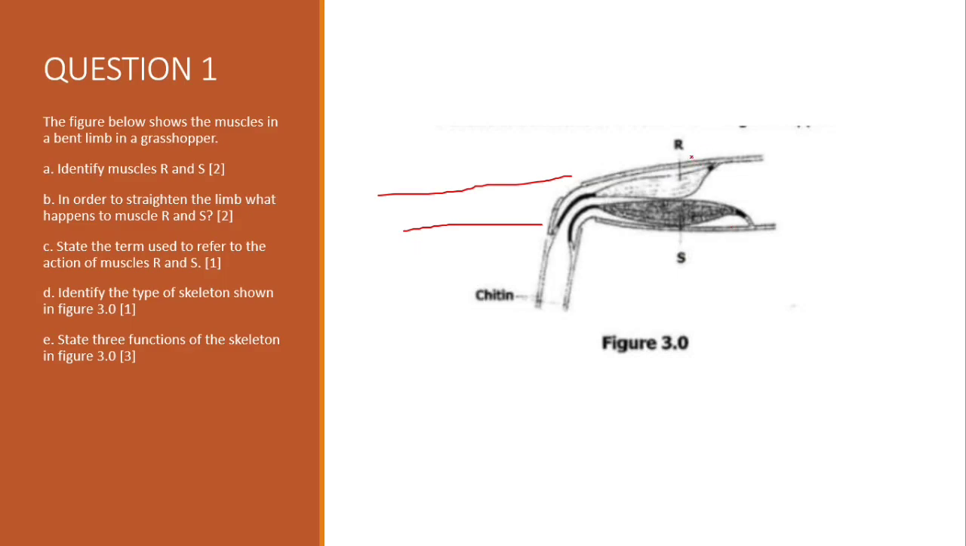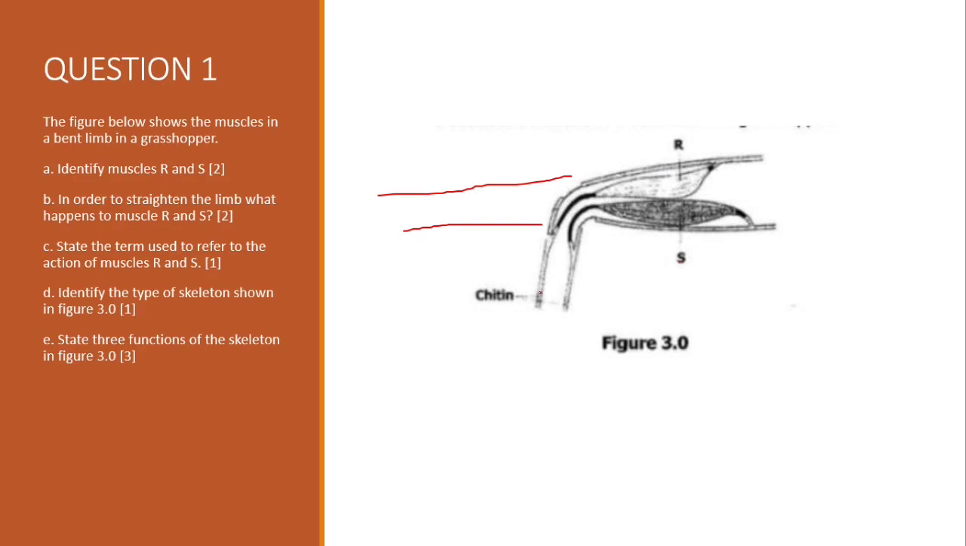I said that the extensor muscle will cause a joint to be straight or to extend, then the flexor muscle will cause a joint to bend. So in order for this joint to be straightened, muscle R, which is the extensor muscle, will contract, while muscle S is going to relax. So muscle R will contract while muscle S will relax.